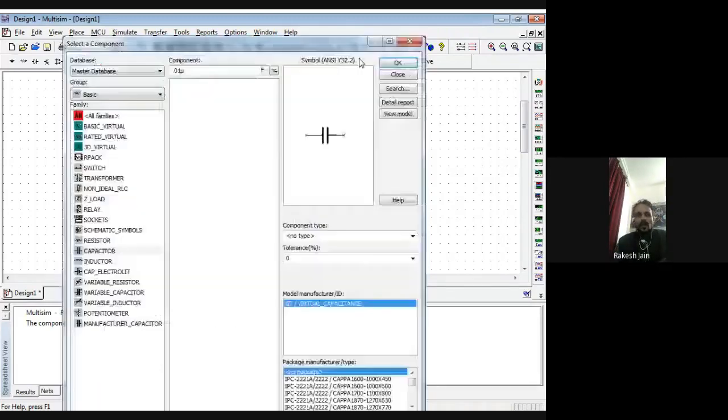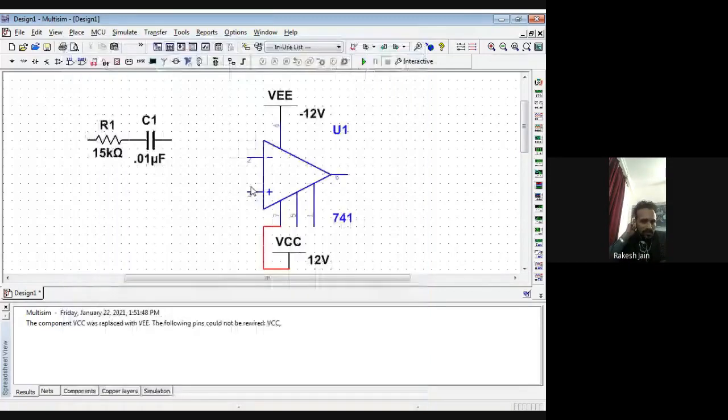Now the other is a parallel combination of resistor and capacitor, of the same values. The resistor is of 15 kilo ohm and the capacitor is of 0.01 microfarad, but here the combination is parallel. So see, this one is a series combination and this one is a parallel combination.